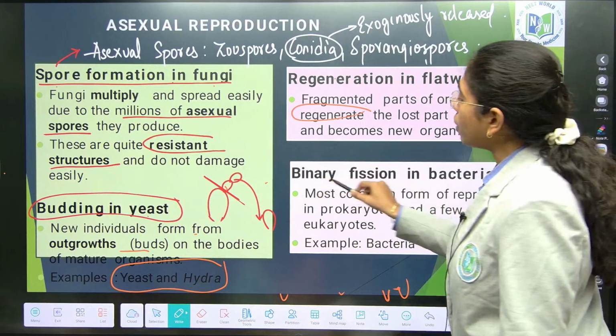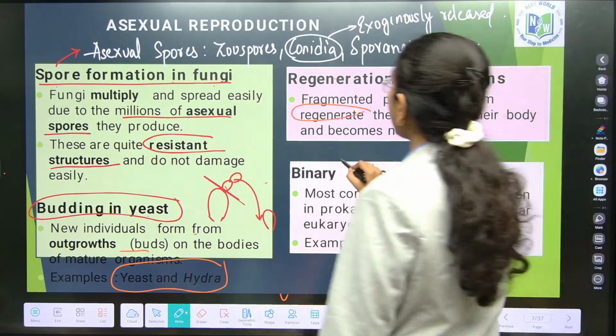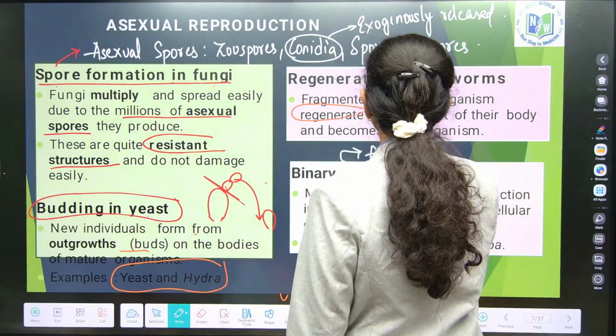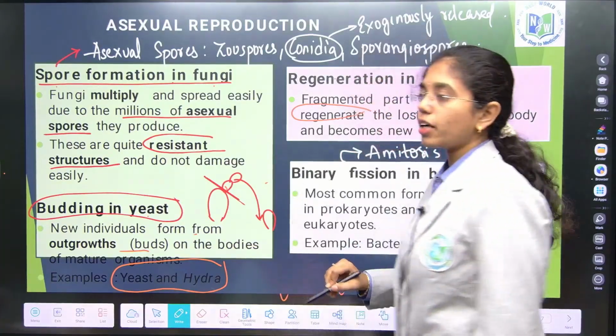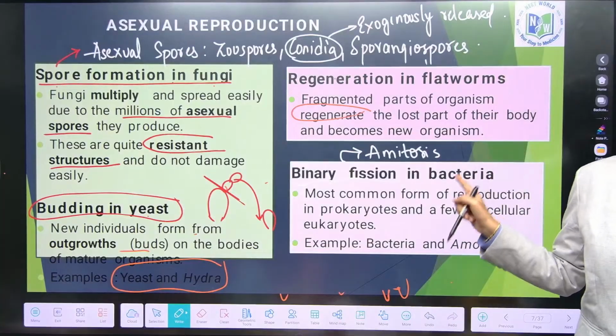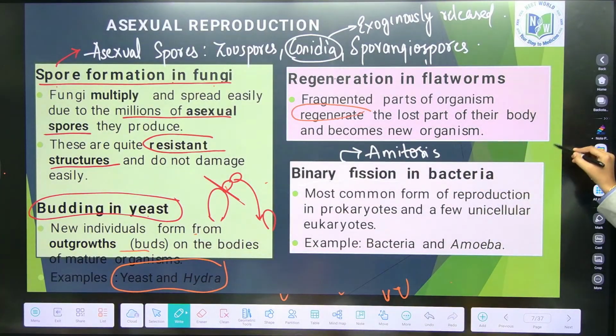Next is binary fission in bacteria. Binary fission is also addressed as amitosis. We have learnt this in cell biology, right? Why is it also known as amitosis? Because there is no involvement of spindle fibers or spindle apparatus. The cytokinesis and karyokinesis will happen like this.